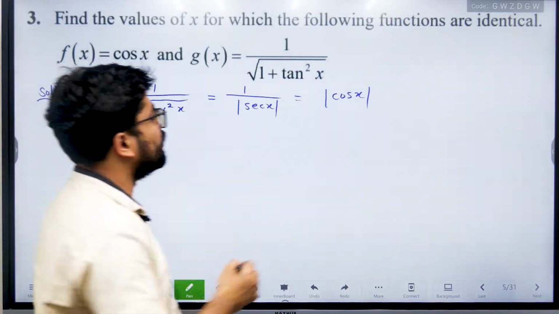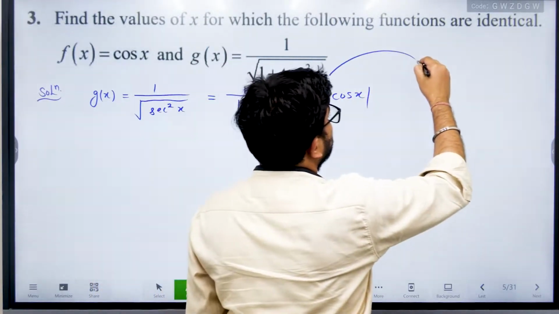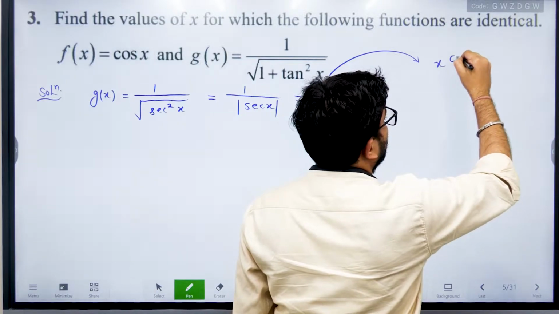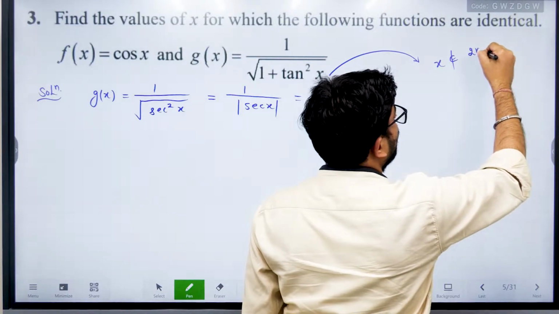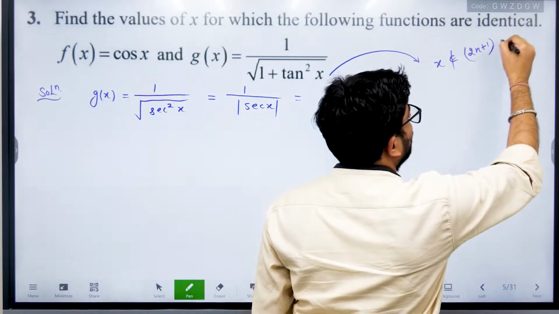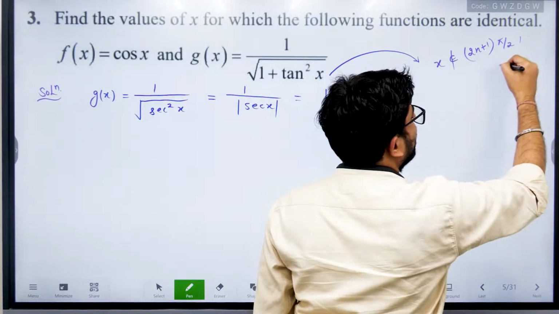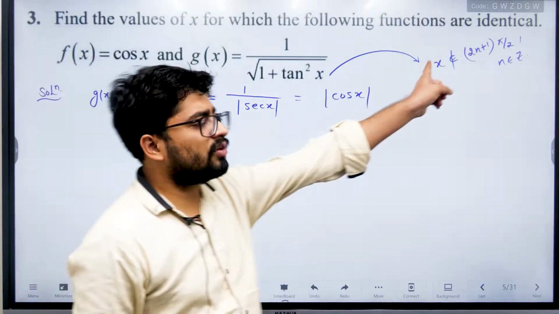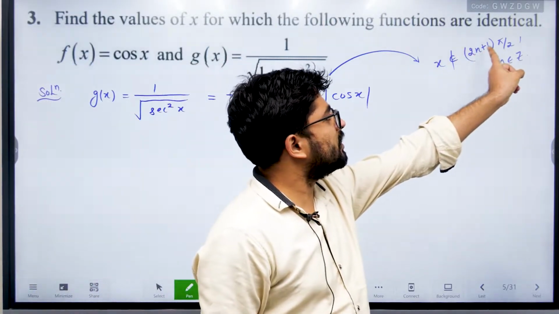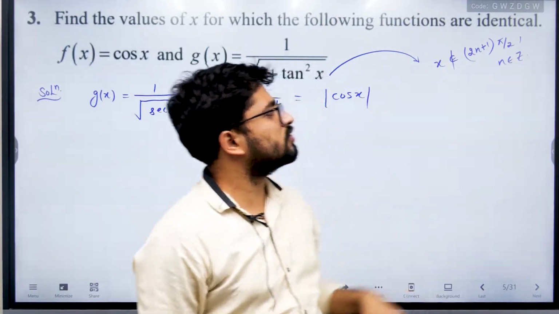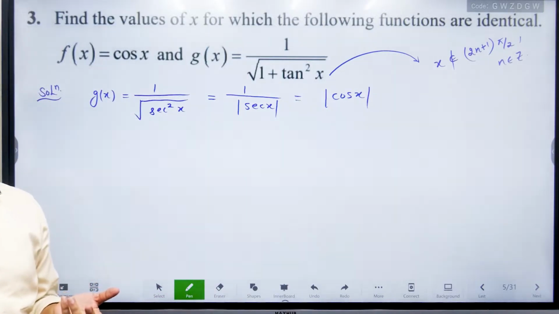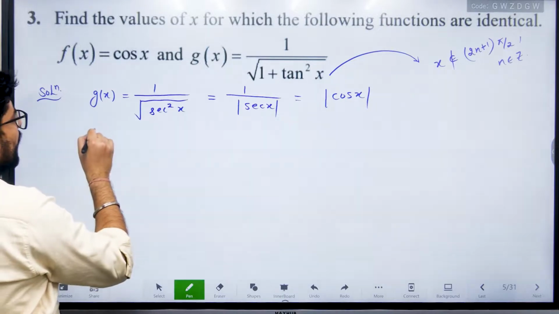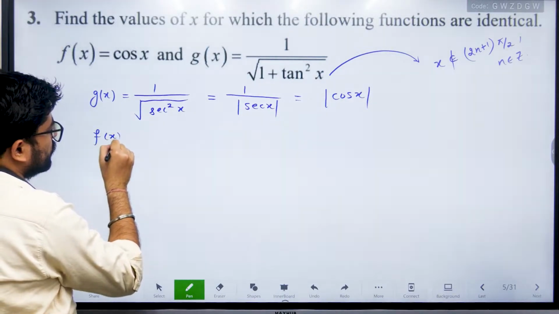And yes, you know one more thing here, that x cannot belong to (2n+1) pi by 2 where n belongs to Z. Yes, x cannot take the values (2n+1) pi by 2 where n belongs to Z. Why? Because tan x is not defined for that. Okay, next thing, and f(x) is equal to cos x.